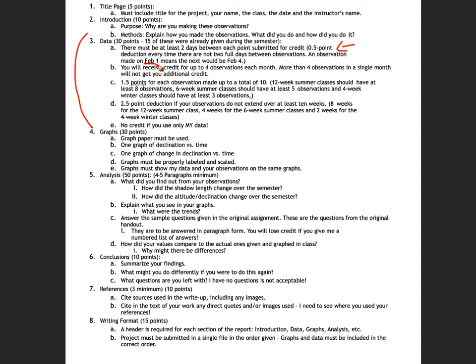So if an observation is made on February 1st, skip 2 full days and then make one on February the 4th. So you'd have to have 2 full days between those observations. I only count up to 4 observations each month. So if you wait till the end of the semester and make 10 observations in the last month of the semester, you'll only get credit for 4 of them. So you will not get any additional credit for those.